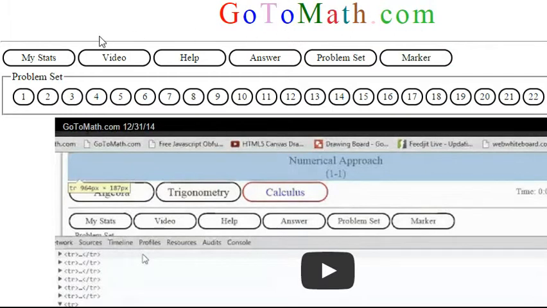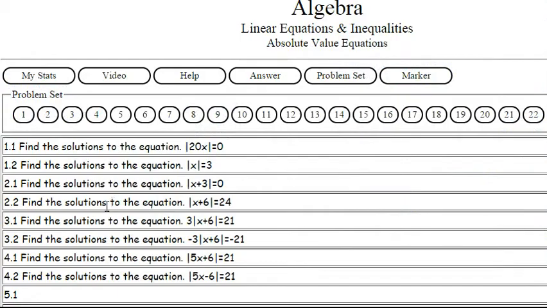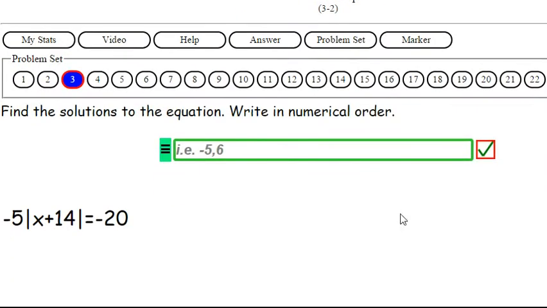Okay, we're over here at GoToMath.com. Click on the Algebra, and let's go down to Absolute Value Equations 3.2. So we're going to be wanting to find the solution to this equation, or solutions actually, and of course we'll write those solutions in numerical order. If you want to check your work before you actually see the answer.